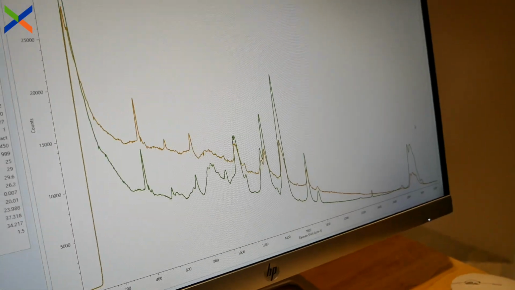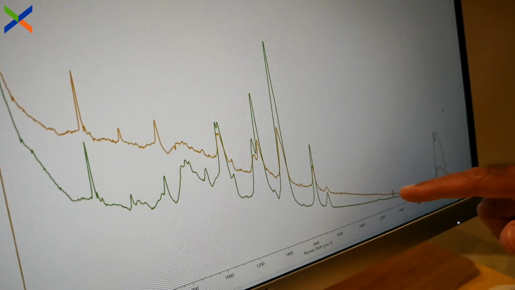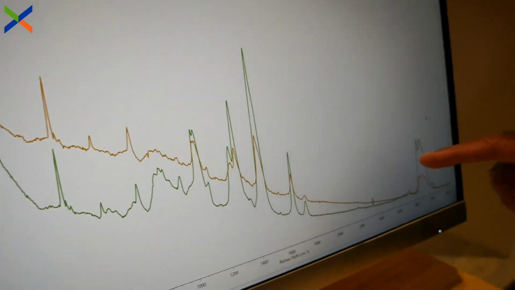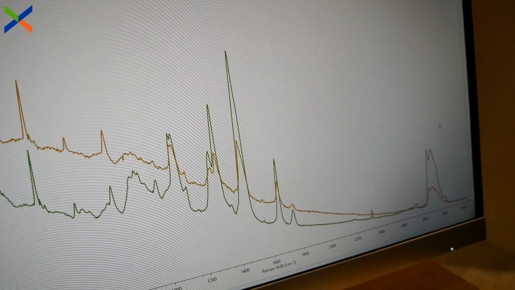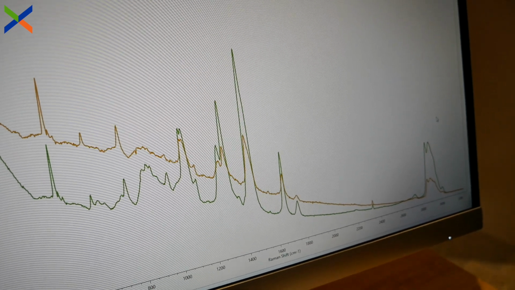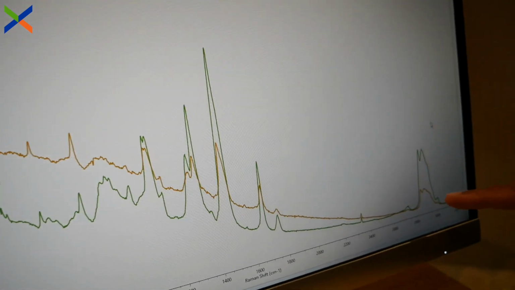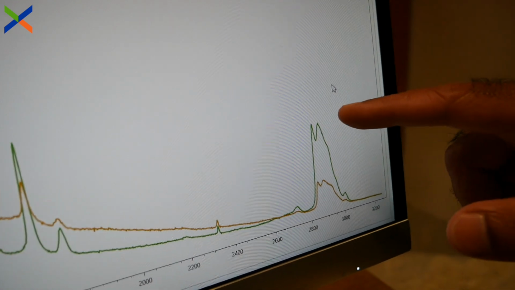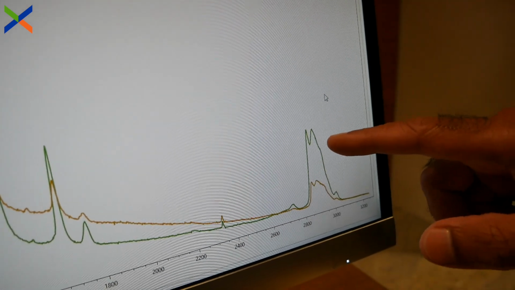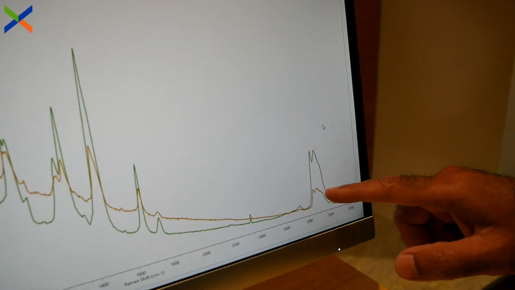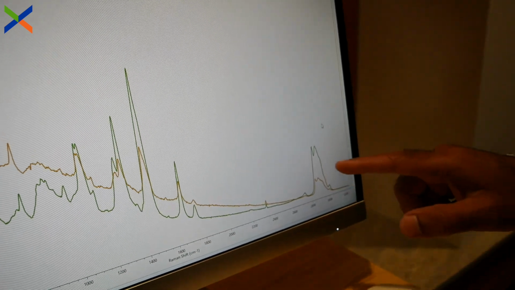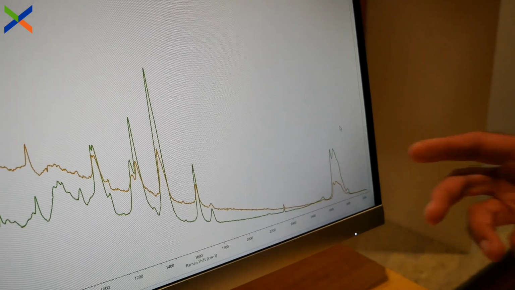Here I've overlaid the two. In the green is the spectrum that was just collected from the fat. In the yellow is the spectrum that was collected from the skin of the turkey. And again, just to focus, the green has a lot more CH coming from the fat compared to the yellow, which is coming from the skin. So the fat has a lot more of the CH.